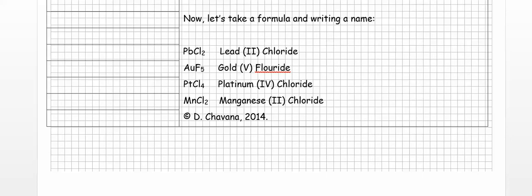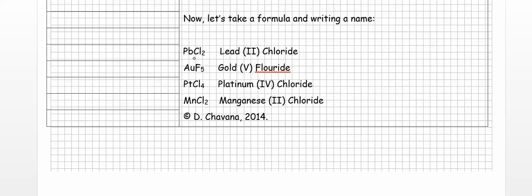So we want to take a look now at the transition metals. Remember, the transition metals were those that were in the P block of the periodic table, that central belly area of the periodic table, and they often have multiple oxidation numbers, otherwise known as charges, right? And we have to determine what the charge is for that transition metal so that we can describe it in the name.